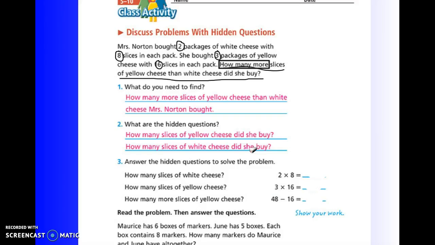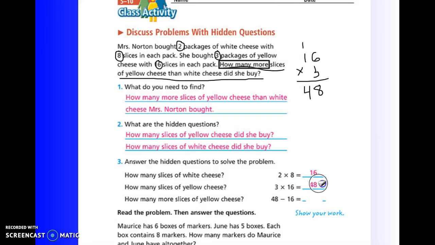So with that in mind, I'm going to go ahead and try to solve these hidden questions, right? First, I need to figure out how many pieces of white cheese she has. So I'm going to have to do 2 times 8, which I know in my head. 2 times 8 is 16. Okay, so she has 16 slices of white cheese, and now I have to figure out how many slices of yellow cheese she has. So I'm going to have to do 16 times 3. When I do 6 times 3, I get 18. My 8 goes here, and I carry my 1. And then I do 3 times 1 is 3, plus 1 is 4. So I get 48 slices of yellow cheese.